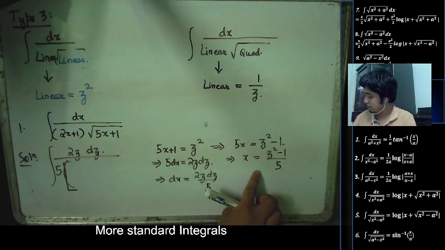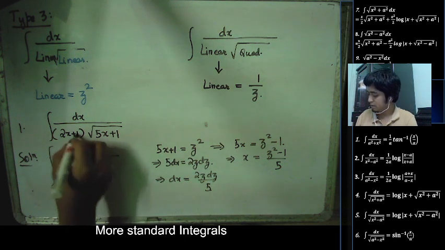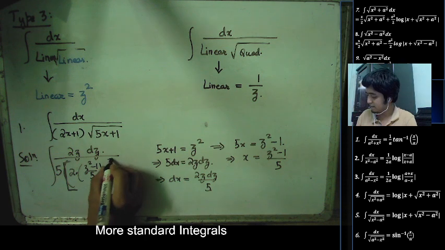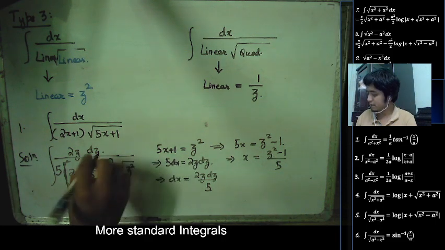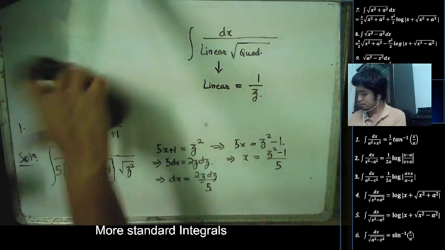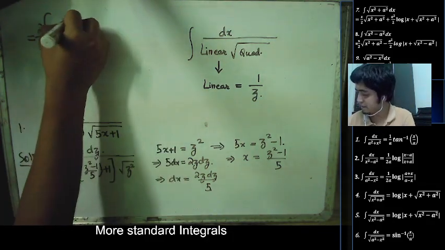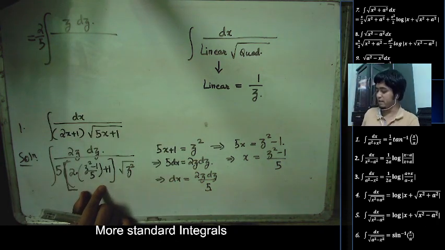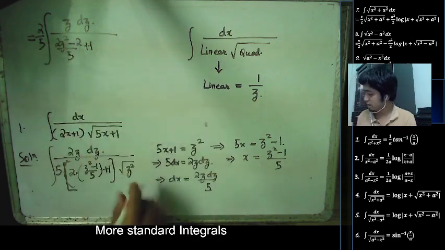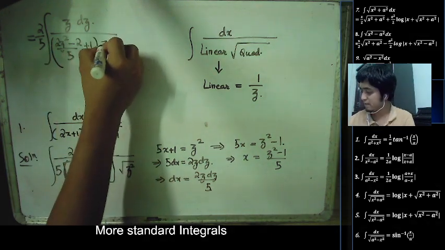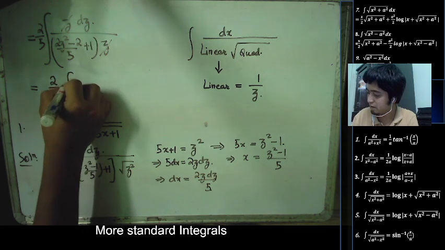What about this 2x plus 1? 2 times x is z square minus 1 upon 5, plus 1. And root over 5x plus 1 is root z square, with dz. This is equal to 2 by 5, which you can take outside, with z dz. We can do some simplification over here. You will have 2z squared minus 2 upon 5 plus 1. Root z squared will give you z, which you can cancel with the z on top.